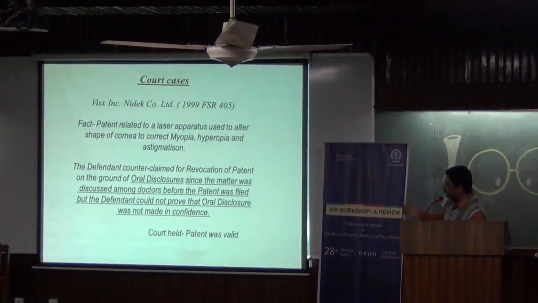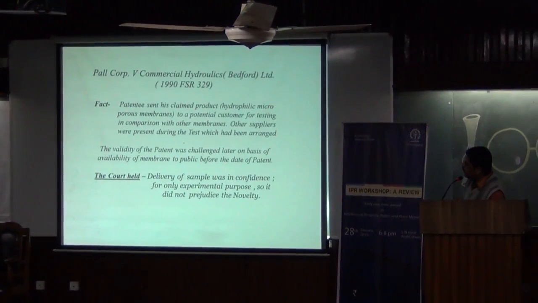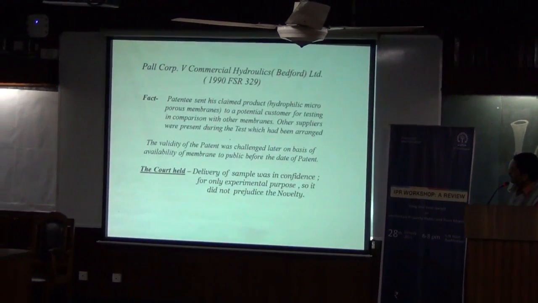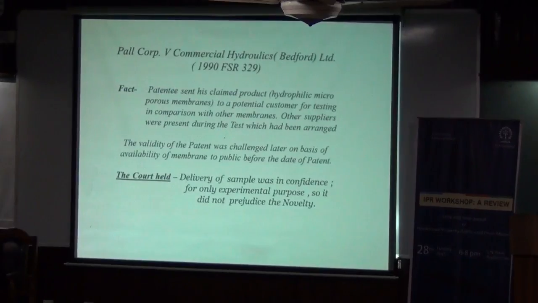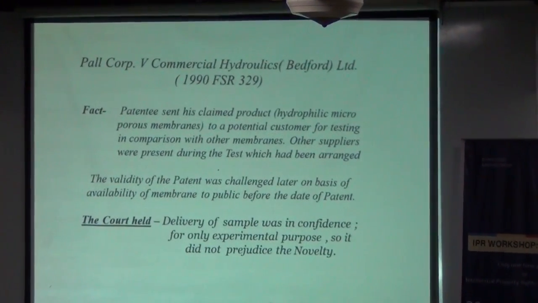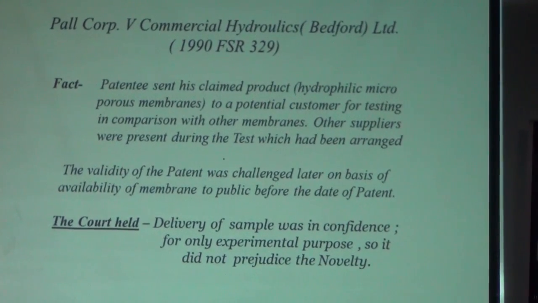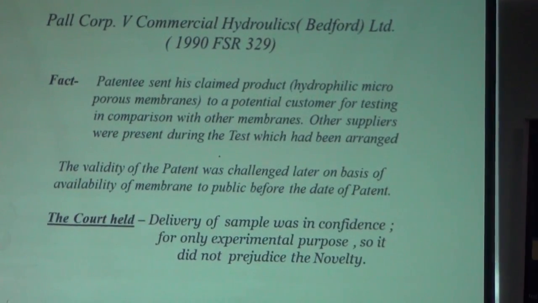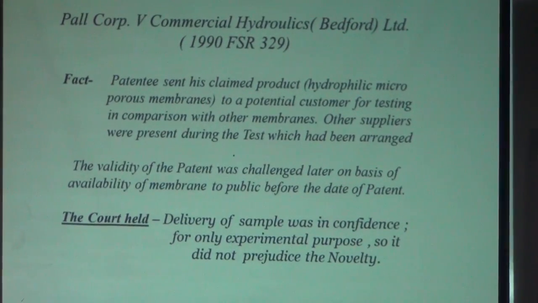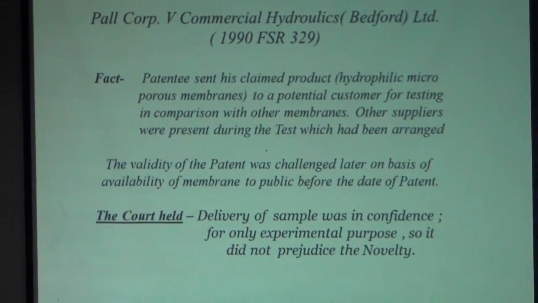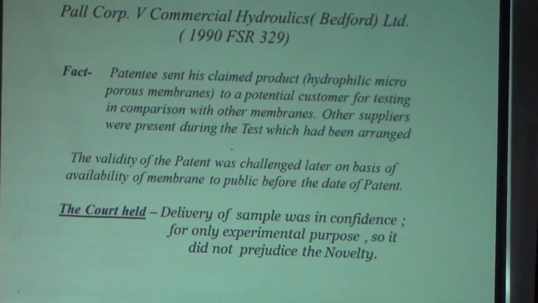Let's come to the next part. This is also another case. A patentee sent his claimed product to a potential customer for testing in comparison with others. Other suppliers were present during the test which had been arranged. The validity of the patent was challenged later on the basis of availability to members of the public before the date of the patent. Then they were able to prove that this was simply for experimental purpose. Here he was somehow able to convince that this was in confidence and only for experimental purpose. So it did not ultimately destroy the novelty.